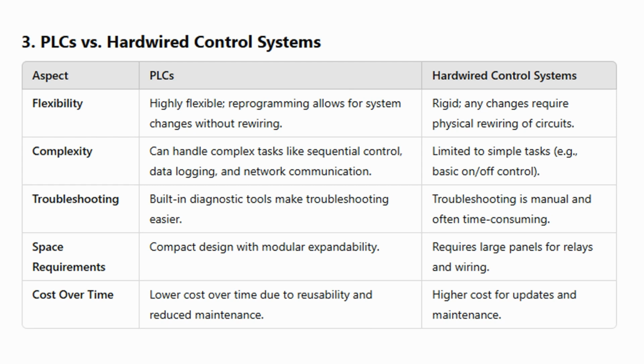Troubleshooting is manual and time-consuming. You're going to be using your meters a lot, trying to measure voltages and currents. Space requirements: huge panels. If you've ever seen a really old system with very large panels for relays and wiring. And then, of course, very expensive to maintain over time. And the PLC just wins hands down in every category.